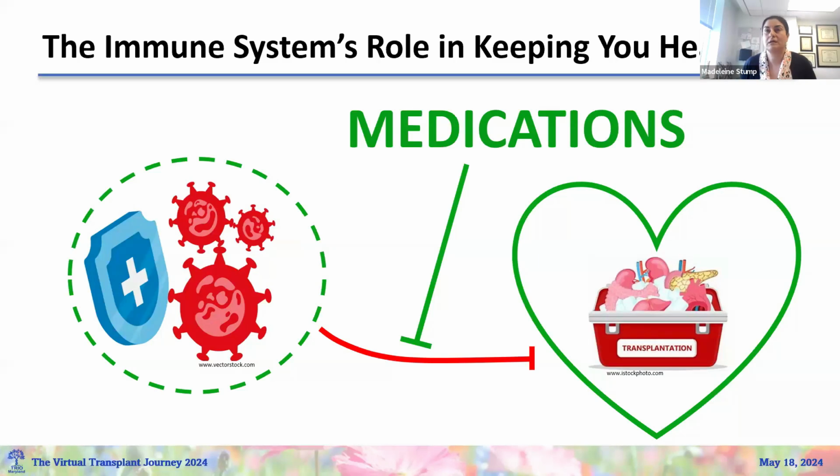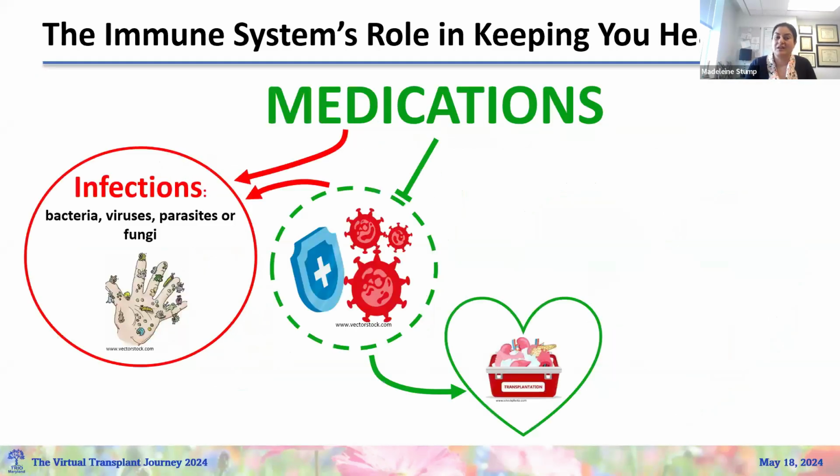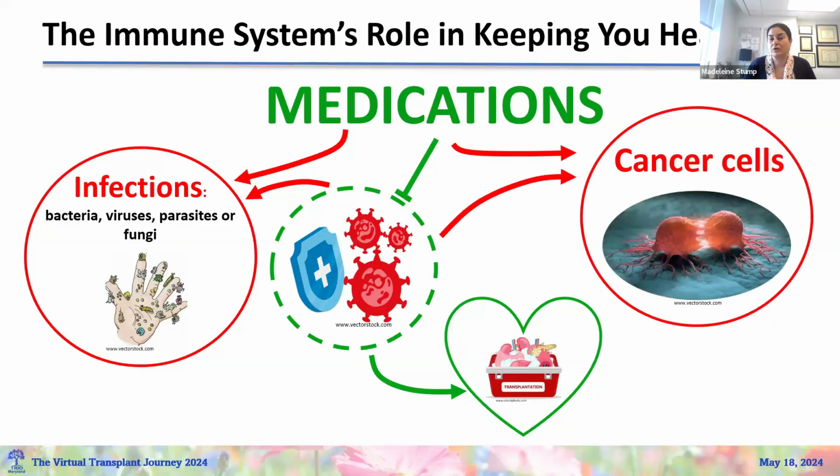Well, we give you medications appropriately termed immunosuppressants. But when we put a brake on the immune system, it can no longer exercise its shielding function. So now patients on those medications are at increased risk for infections, and also importantly, increased risk for cancer, because the detecting functions of the immune system are now suppressed.